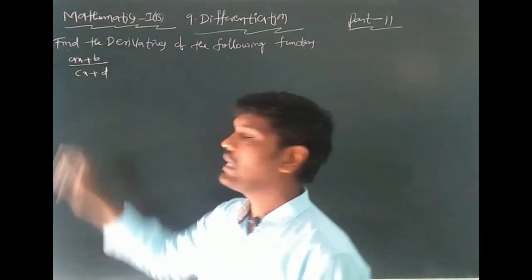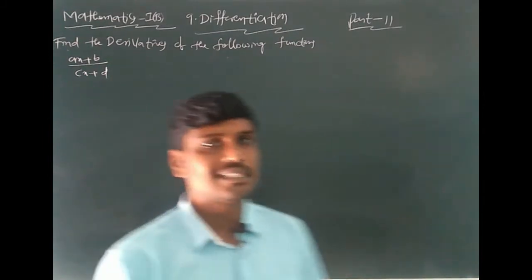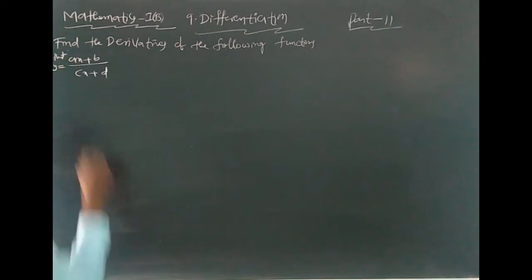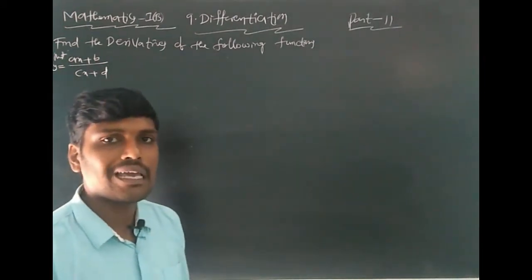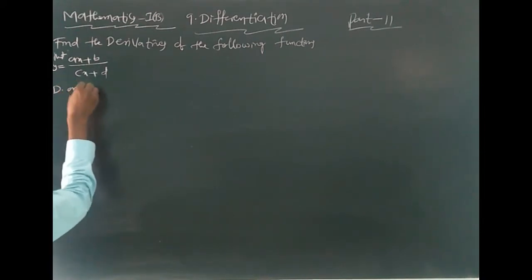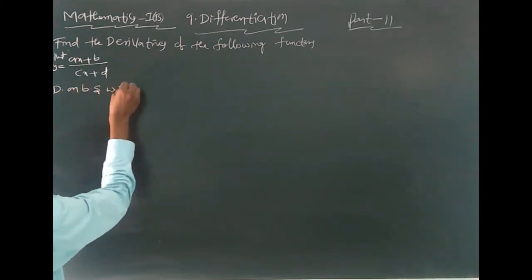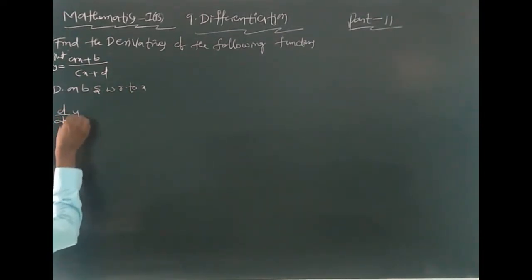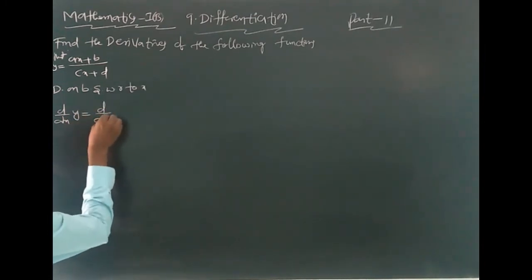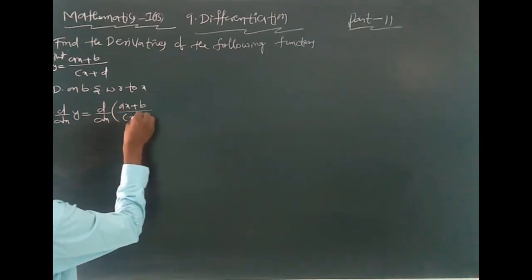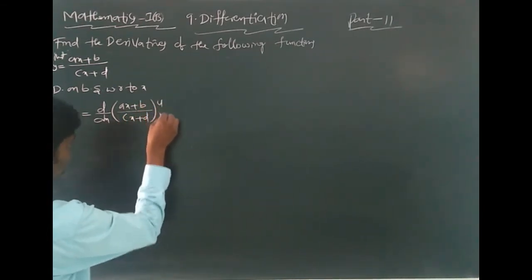(ax + b) by (cx + d). This is the function, and you have to take it as y. y is equal to (ax + b) by (cx + d). Take the derivative on both sides with respect to x. You get d by dx of y equal to d by dx of (ax + b) by (cx + d). This is u, this is v.